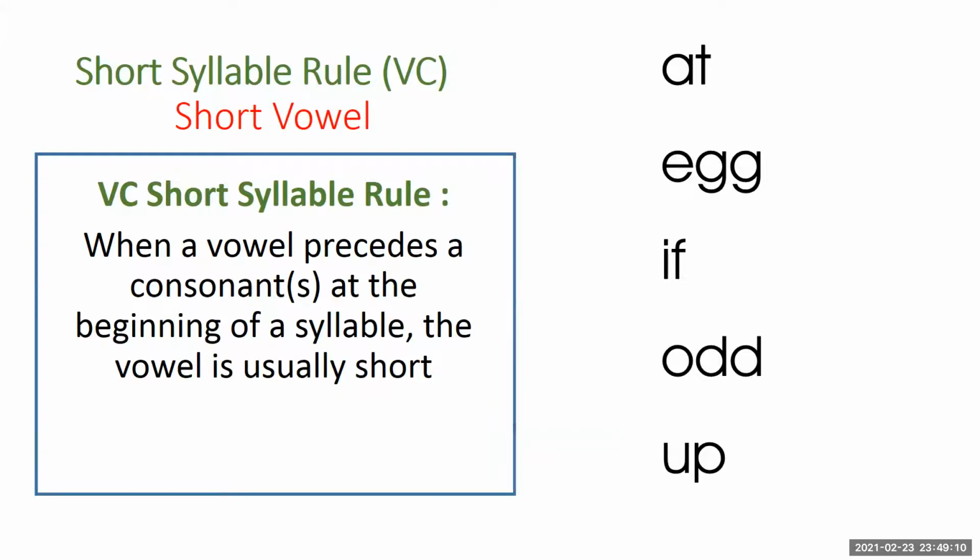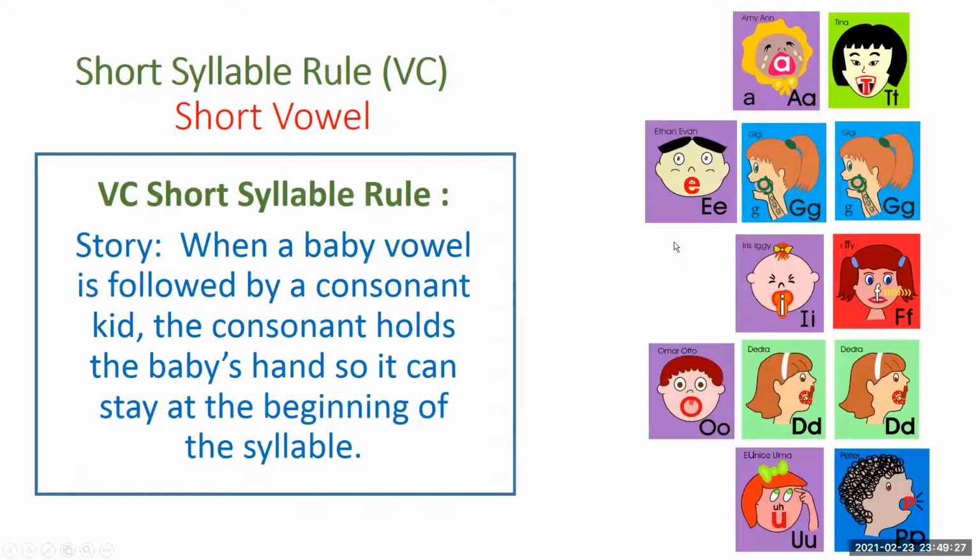The short syllable rule, or a vowel followed by a consonant. When a vowel precedes a consonant at the beginning of a syllable, the vowel is usually short. Examples are at, egg, if, odd, and up. The phonic faces story: when a baby vowel is followed by a consonant kid, the consonant holds the baby's hand so it can stay at the beginning of the syllable. At, egg, if, odd, up.